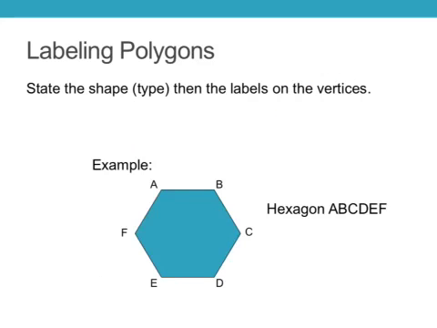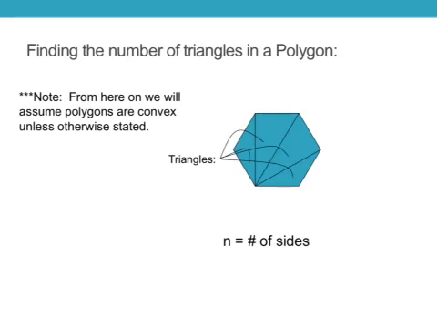So when we label polygons, we need to state the shape, which is the type of polygon, and then put labels on the vertices. So for example, we have a hexagon here. So my hexagon should clearly state that it is a hexagon, and then it should have the labels of all 6 vertices. Okay? So if I have a square, it would have 4 sides. If I have a rectangle or any other quadrilateral, it will have 4 sides, and 4 letters that label it on the vertices.